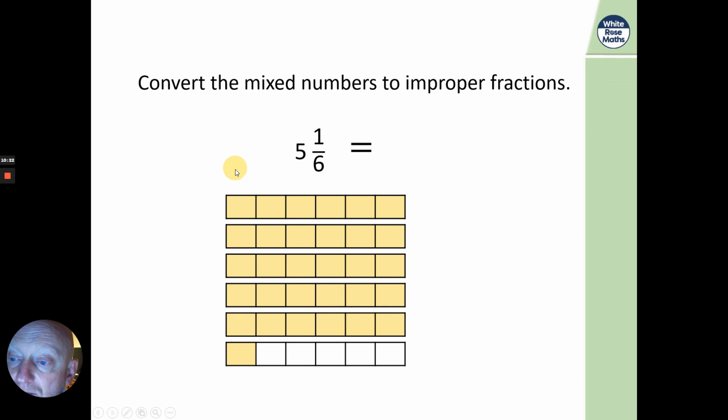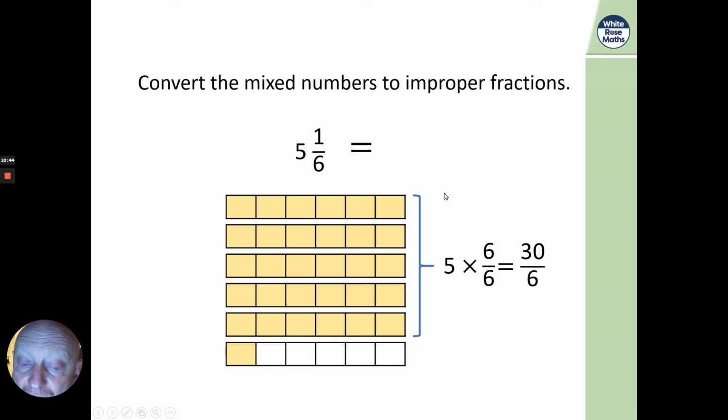Okay, and we can do that by going, right, 1, 2, 3, 4, 5, 6, and we can count in 6s: 6, 12, 18, 24, 30, and then we've got this one here. So it's 31/6. That's what I'm thinking. There you go. 5 times 6 equals 36. And then at the bottom, we've got our little 1/6. So the answer is 31/6.